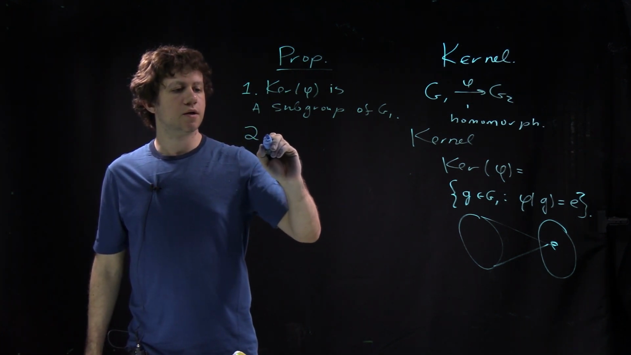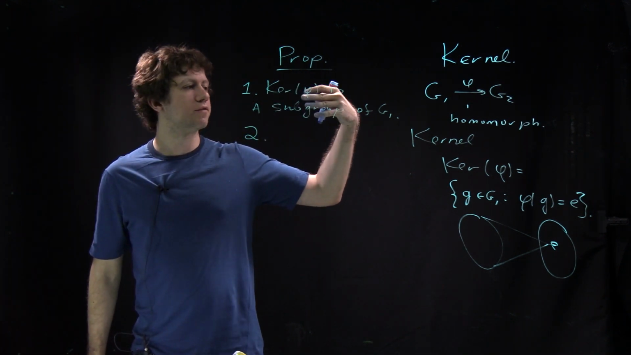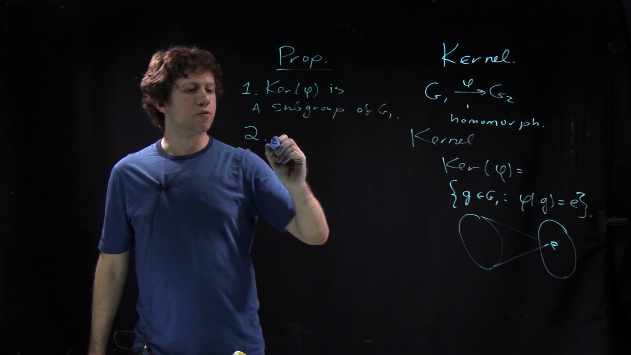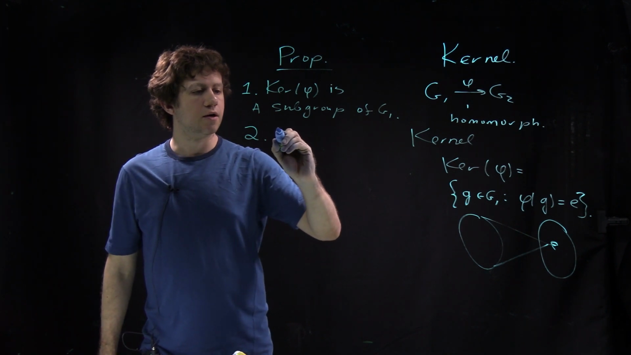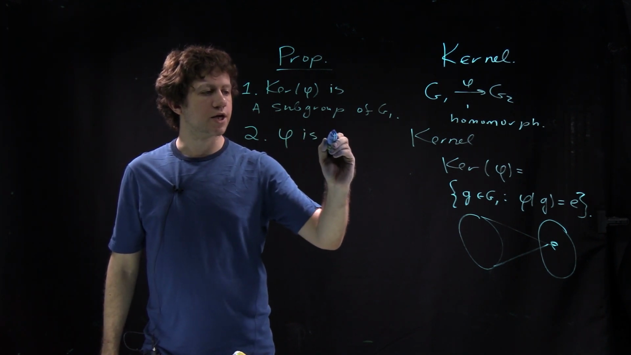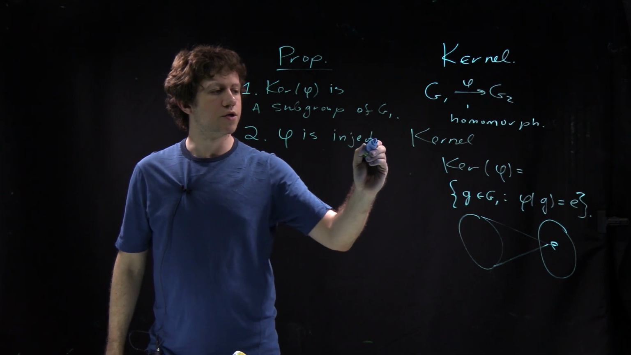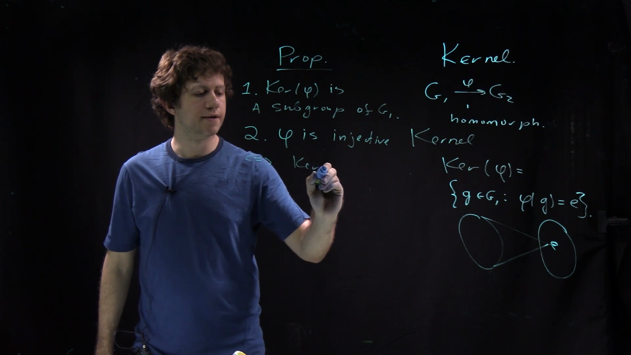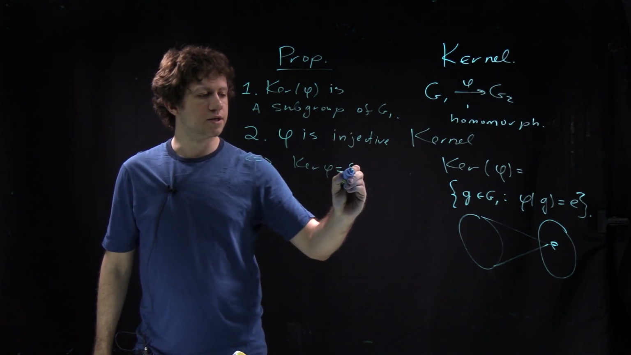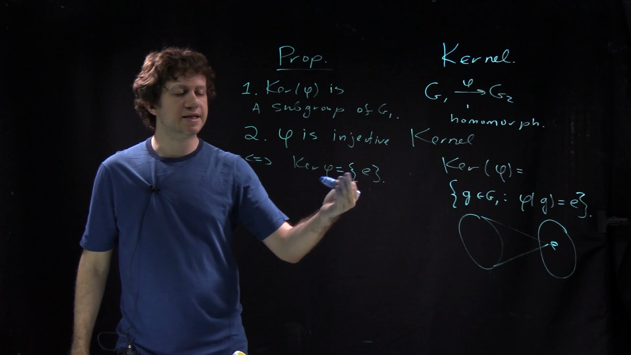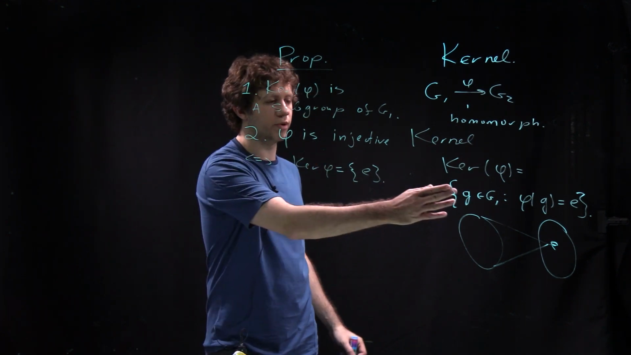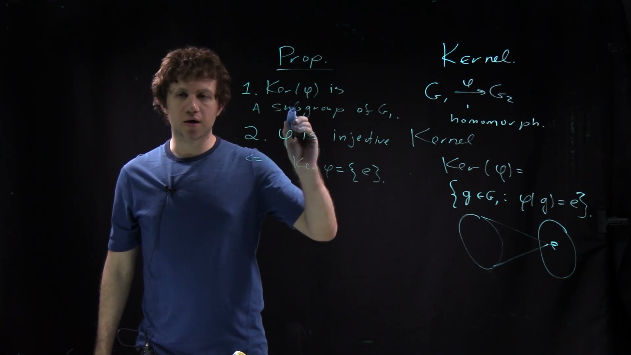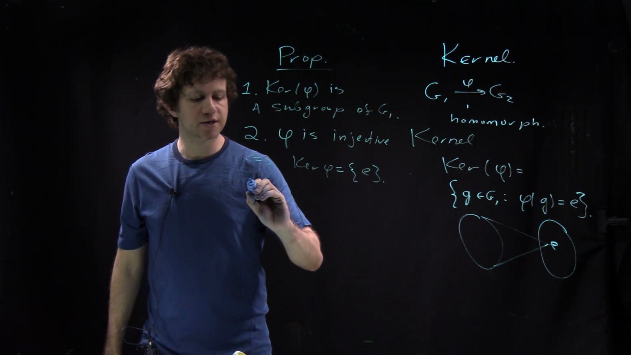Second, and this is analogous to the fact that if you have a linear map between two vector spaces, the kernel is a subspace of the first one. Second is that phi is injective, so it sends different elements to different elements, if and only if the kernel of phi consists just of the identity element. The identity element is always in the kernel because it's a subgroup and because it goes to 1. So these two are analogous to those properties of vector spaces and linear maps.